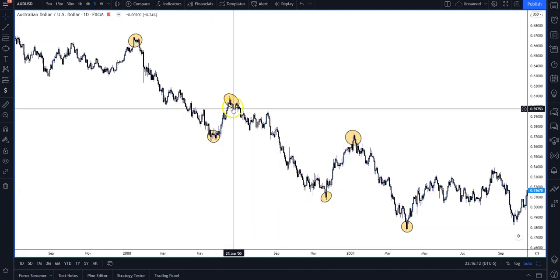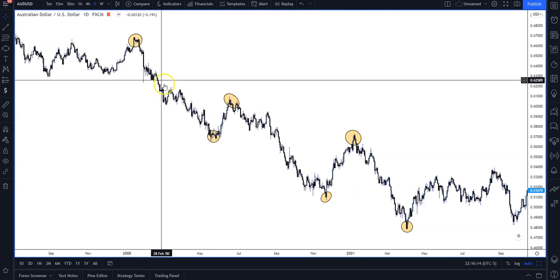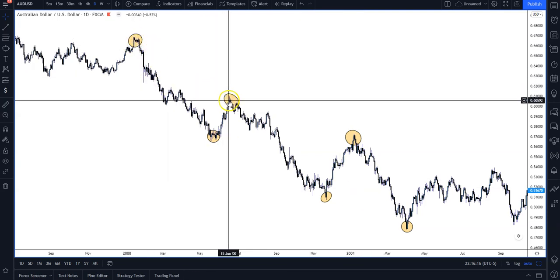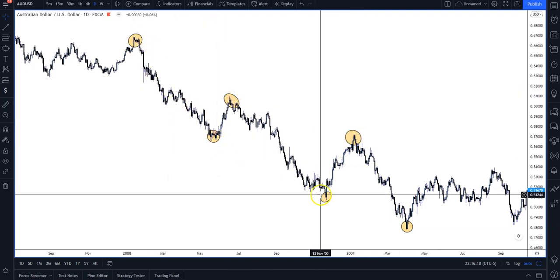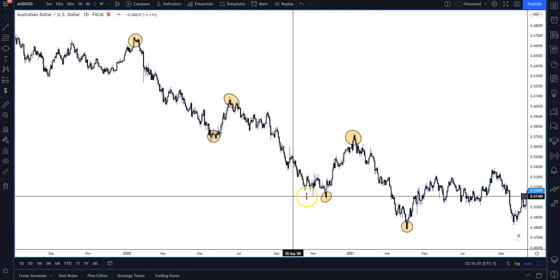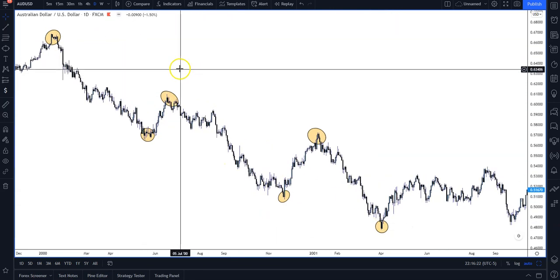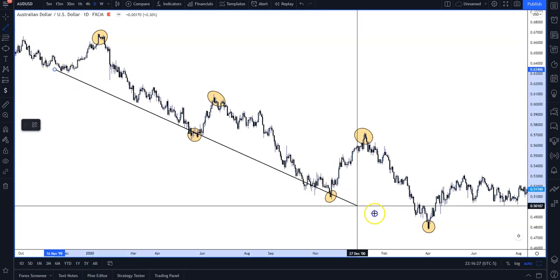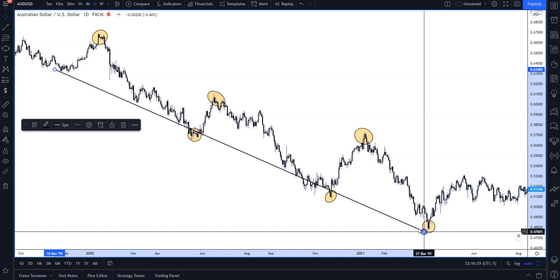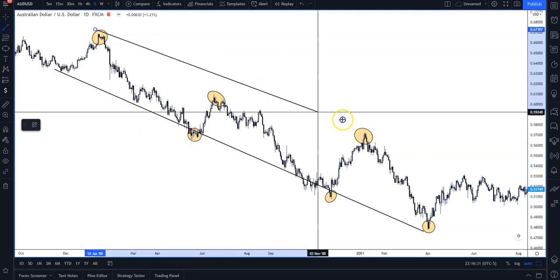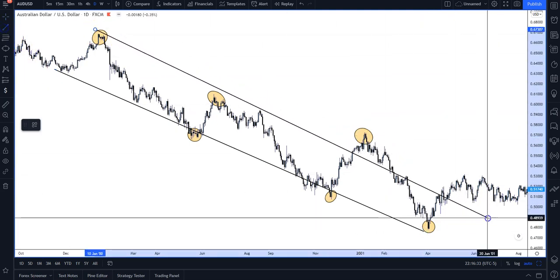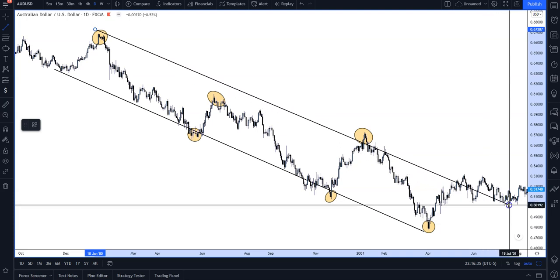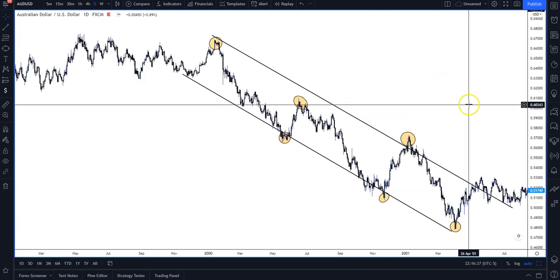And this high is lower than the previous high, so we have lower highs, and we have lower lows. Lower highs, lower lows are signs of a downtrend. As you can see, it's like an escalator going down if we draw the channel, right?